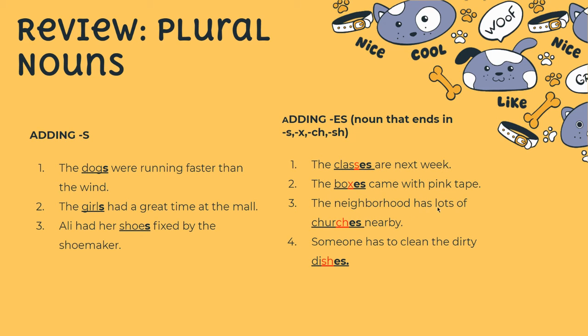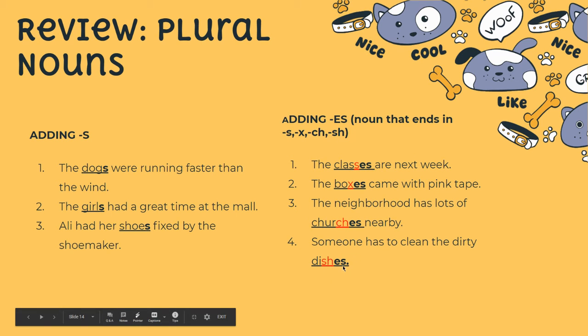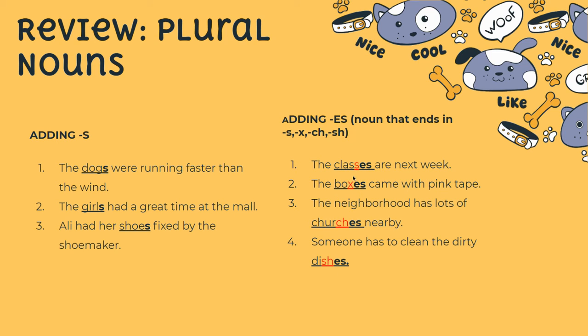Number three, the neighborhood has lots of churches nearby. So the word churches, church first, ends with ch, that's why it's in red. And then to make it plural, you add es, churches. And then number four, someone has to clean the dirty dishes. So the word dish ends with an sh, that's why it's in red. You see? sh, and to make it plural, you add es. Dishes, churches, boxes, classes. Okay, so if you see a word that ends with an s, an x, a ch, or an sh, and you want to make it plural, all you have to do is add es.